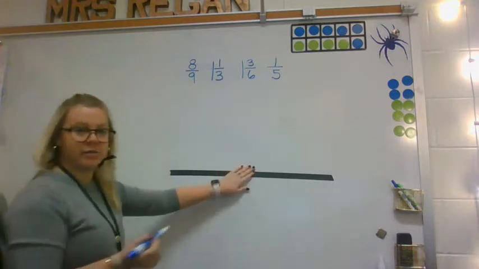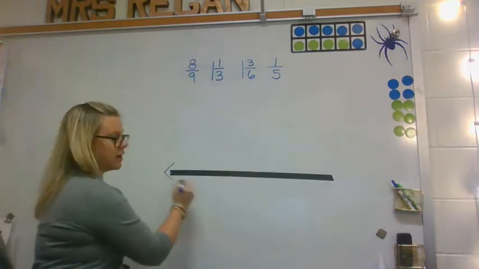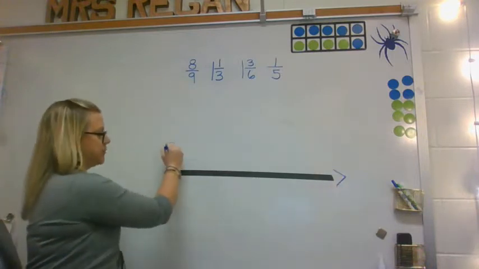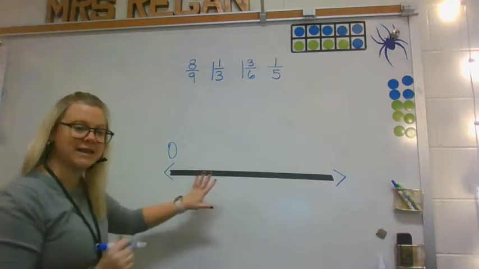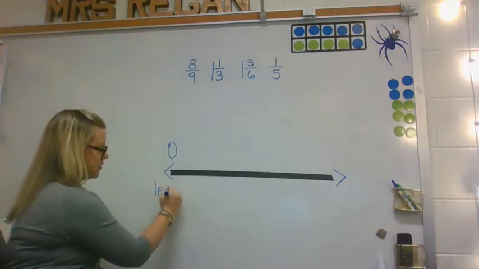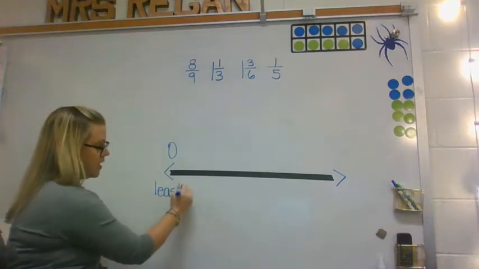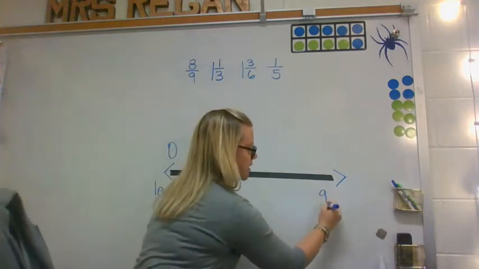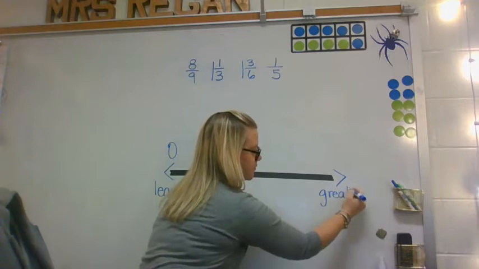Now when we think of a number line, we know it can go both directions, right? So let's start at 0 here, okay? This is my least, my smallest, which means the other side is going to be my greatest. So my fractions that are bigger than the rest.